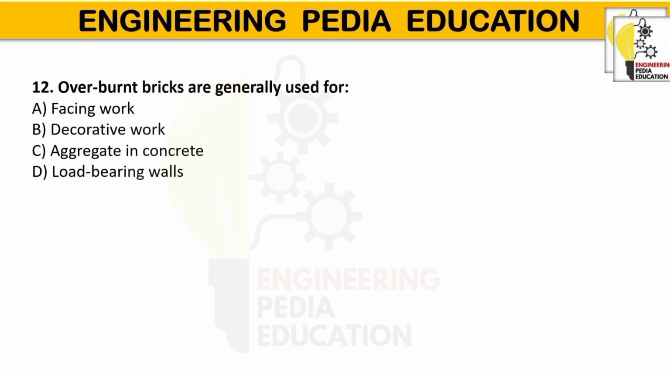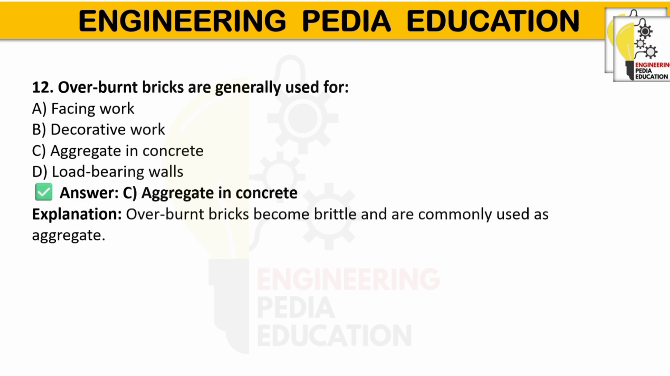Overburnt bricks are generally used for facing work, decorative work, aggregate in concrete, load bearing work. So the correct option is aggregate in concrete. Overburnt brick becomes brittle and is commonly used as aggregate. As it is overburnt, its appearance is not good, so we cannot use it for decorative purposes. Its strength is also decreased, so load bearing walls cannot be made. Facing work cannot be done because its color and appearance are not good, so it will make the structure look dull.